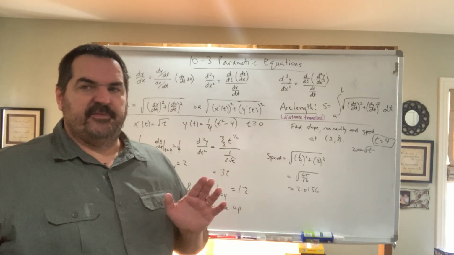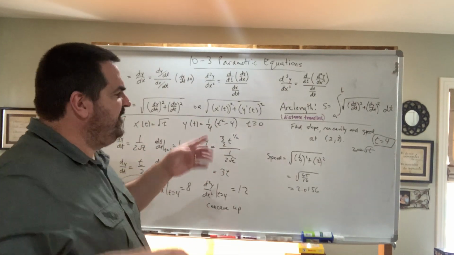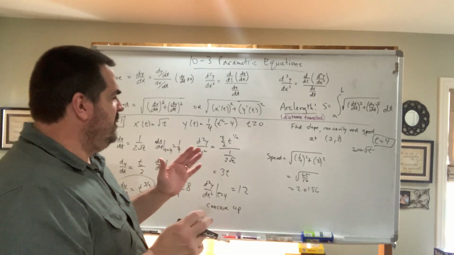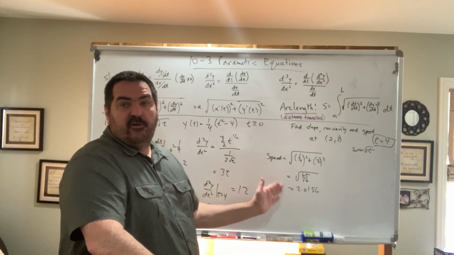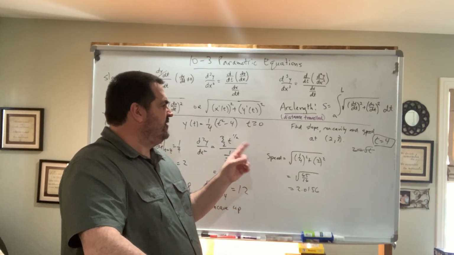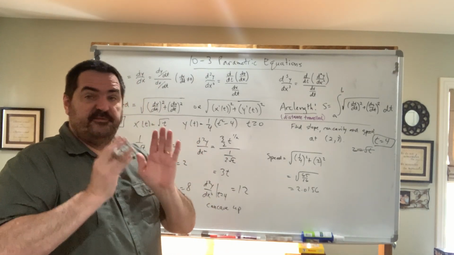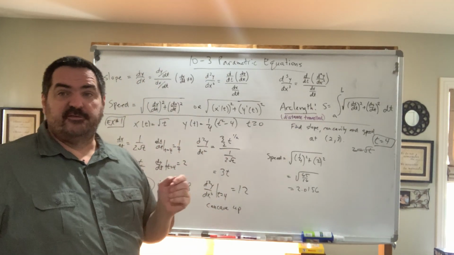Now I want to remind you of some things. Speed is the absolute value of velocity, okay? So we're finding the speed or absolute value of velocity at this time, all right? That's important to know. Now, because speed is always positive, it's absolute value, radicals are always positive, it works great.